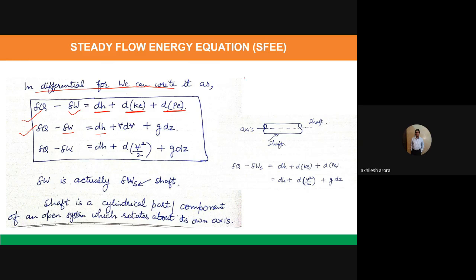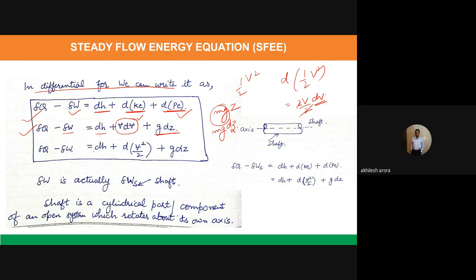Now kinetic energy, as you know, is given by half v square. So if I take this term v dv, then it represents the derivative of kinetic energy, because if you take d of half v square, then it will come out to be 2v divided by 2 into dv. So it is equal to v dv plus g dz, because the potential energy is given by mgz. So m and g are constant, so the derivative of potential energy will be given by mg dz.